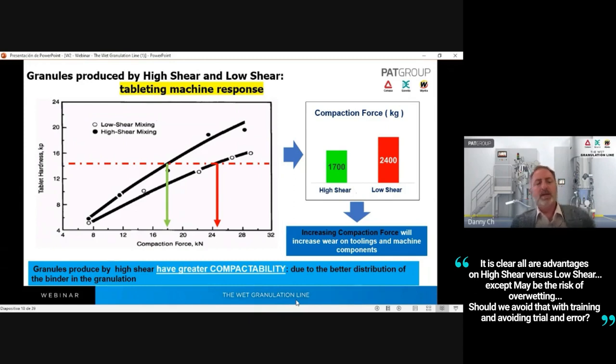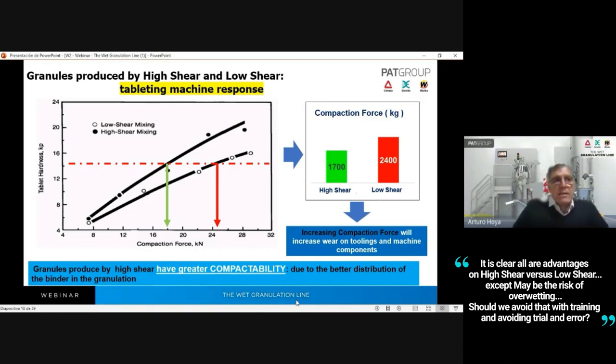The third is from Mr. Oya. It is clear all are advantages of high shear versus low shear, except maybe the risk of overwetting. Should we avoid that with training and avoiding trial and error?